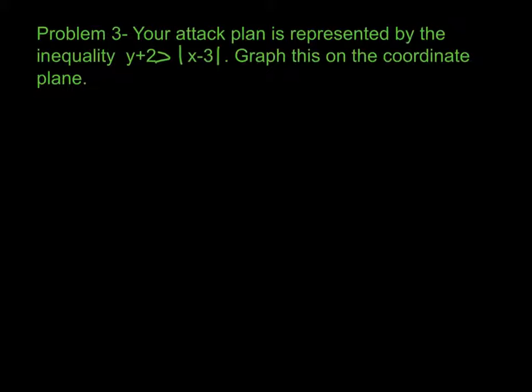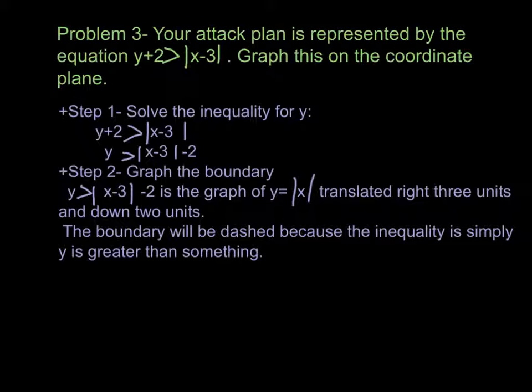Your attack plan is represented by the inequality y + 2 > |x - 3|. Graph this on the coordinate plane. We'll be working with an absolute value inequality, which, yes, may seem daunting, but don't fret. You can graph a two-variable absolute value inequality in the same ways you graph linear inequalities. Now then, let's start by solving the inequality for y.